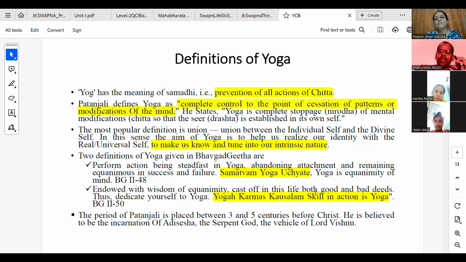So these are the two important definitions you should keep in mind. One is Samatvam Yoga Uchyate, the second is Yogah Karmasu Kaushalam. Both have been defined in the Bhagavad Gita.